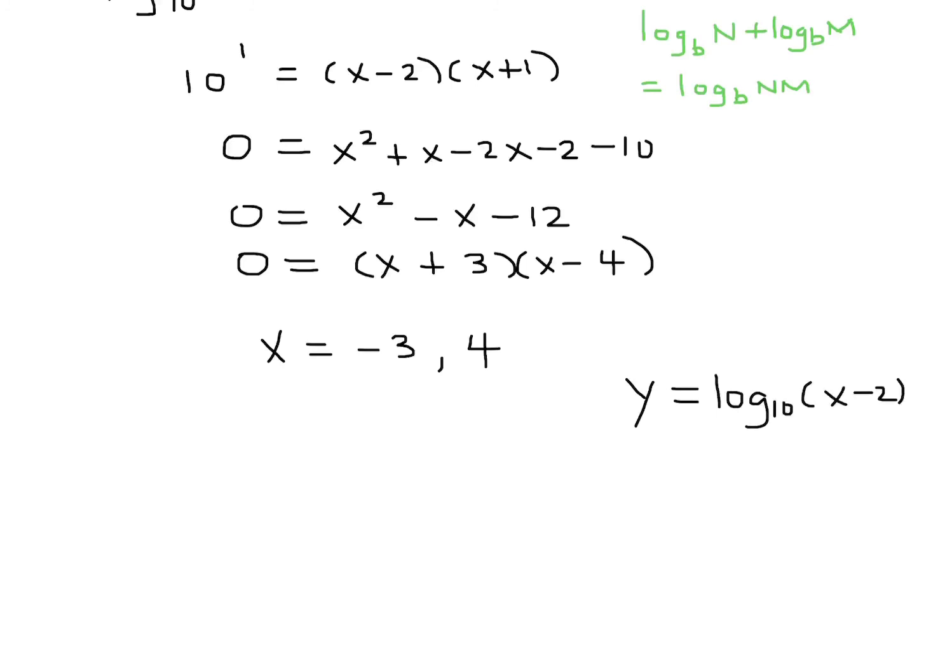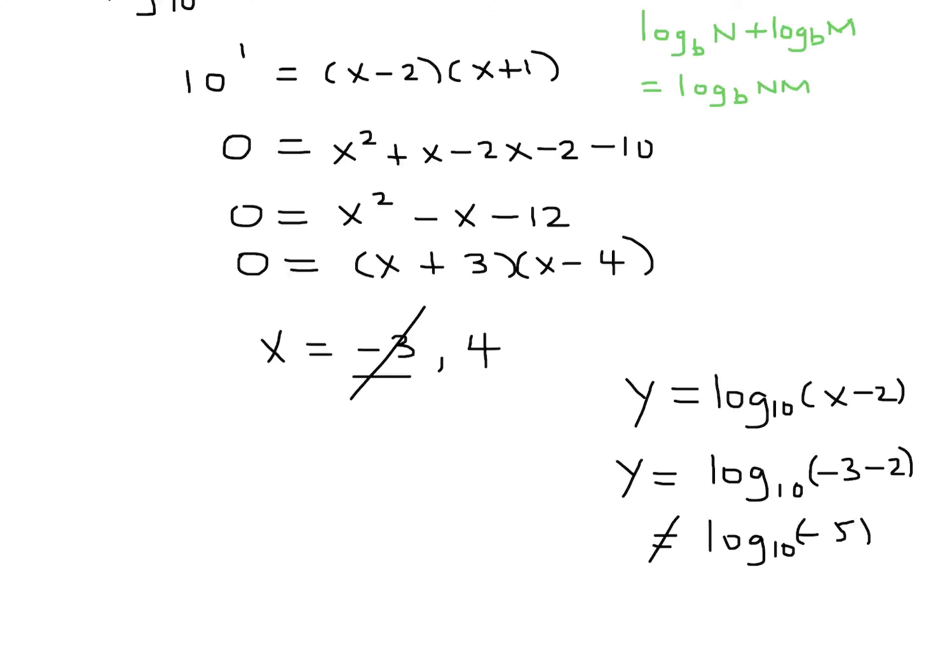But I see that one of these is not possible. And let me explain. So for y, let's use x equals minus 3. That would mean you'd have log of (minus 3 minus 2) to the base 10. So log of minus 5 to the base 10. And this is not possible. You cannot take the log of a negative number, at least not in our real world. There are imaginary situations, but this cannot be possible. So x equals minus 3 is not a solution. All right, you can't take the log of a negative number.